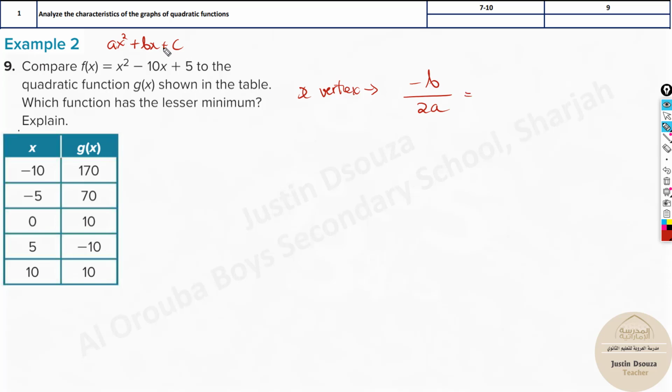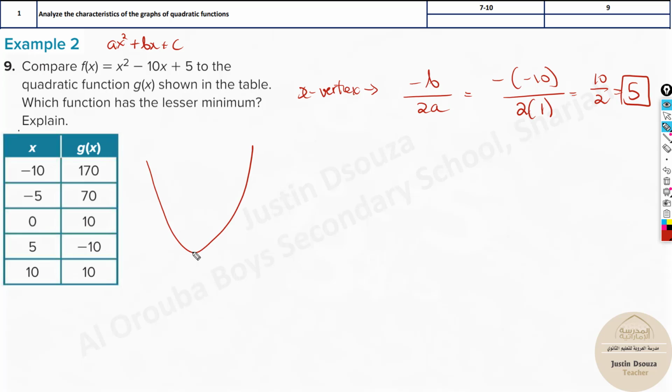All you do is substitute. What is b value? Minus of negative 10, divided by 2 times a. What is a? 1. So the answer will be 10 by 2, that is 5. The x coordinate of the vertex is 5. So now for this one, they have told minimum, that means it's going like this, okay?